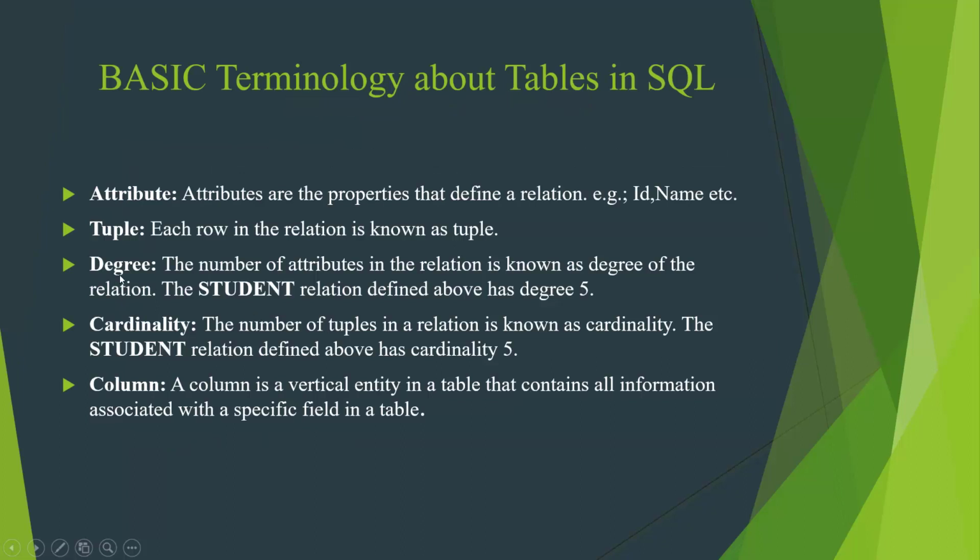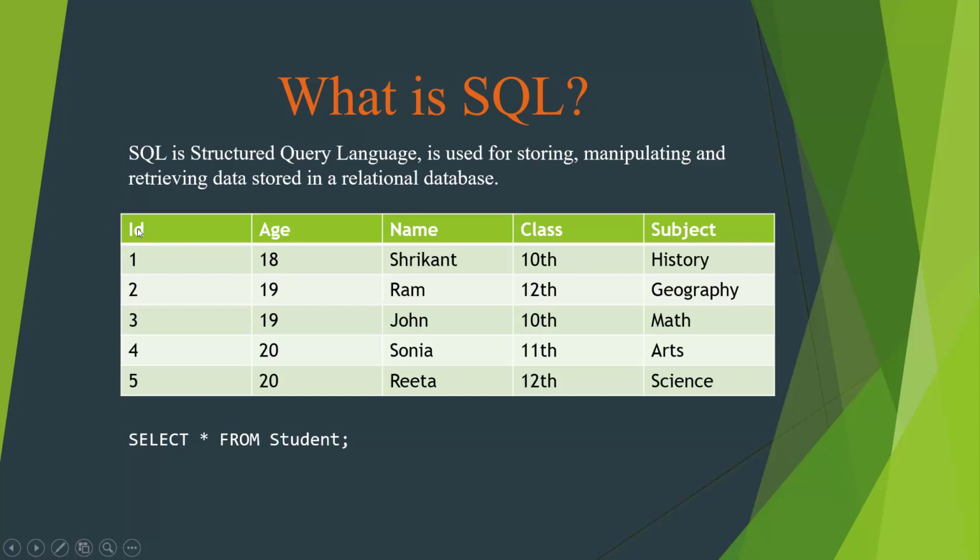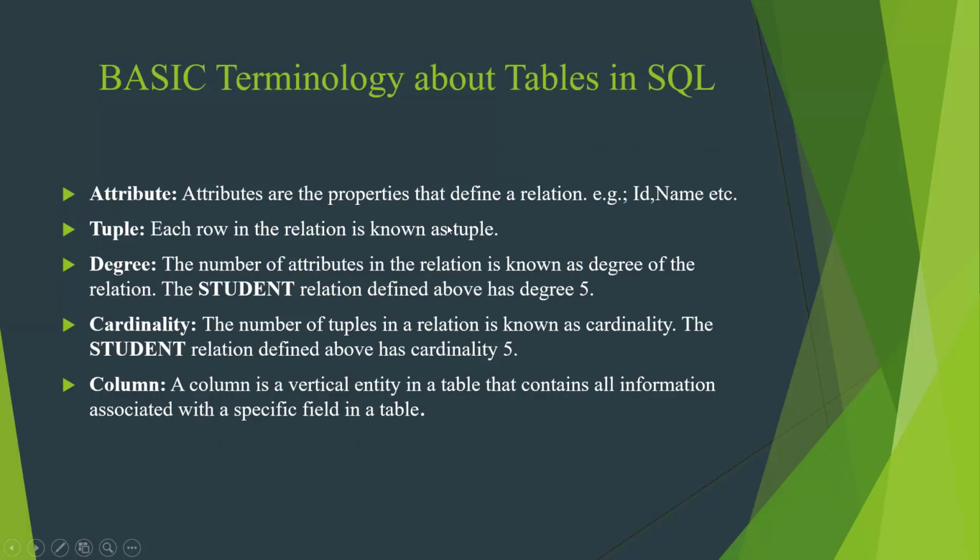Now let's understand what degree is. Degree is the number of attributes, or how many fields are in your table. In the student table there are 5 attributes, or 5 columns: id, age, name, class, subject. The total number of attributes or fields is 5, so the degree of this table is 5.